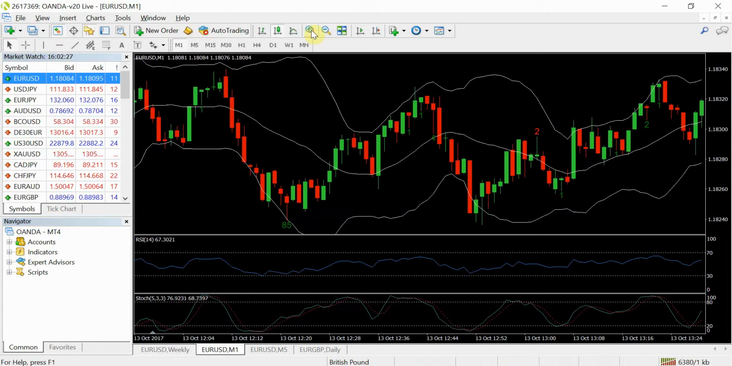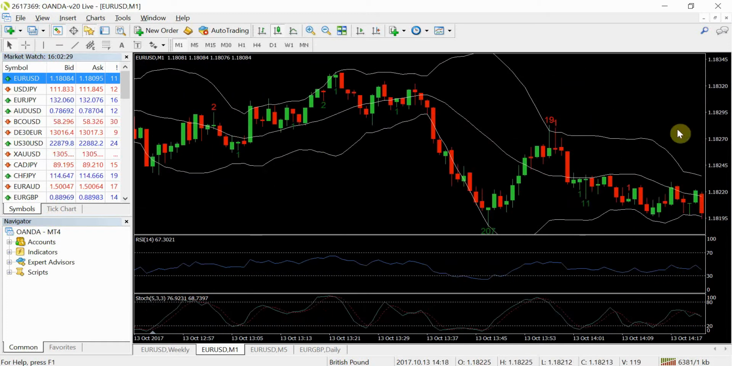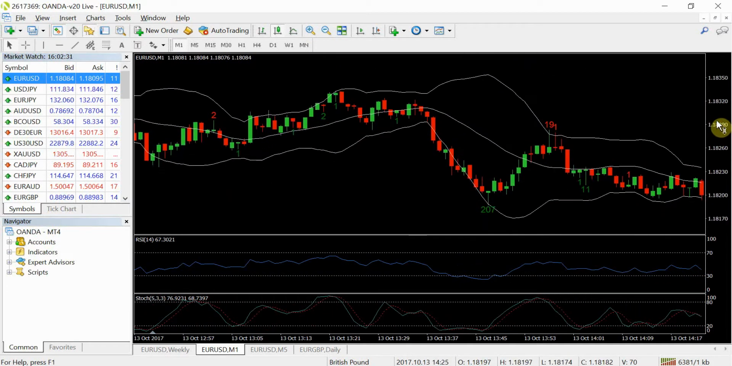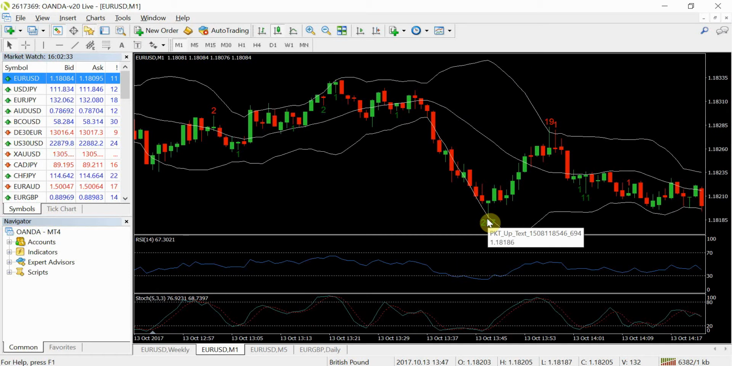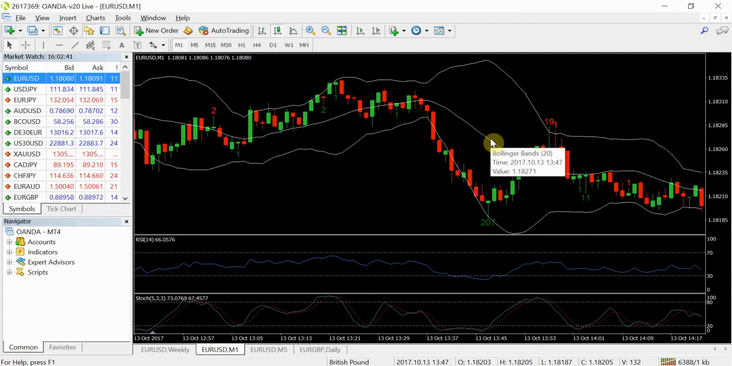But what you can see if I zoom in just a little is that price has touched and just gone outside of the Bollinger Band. This is a 20 period moving average with 2 standard deviations on either side. So price has now gone outside of the realms of normality of the current level of volatility. So should we take this trade? Yes or no? Just based on that information, yes, you should.